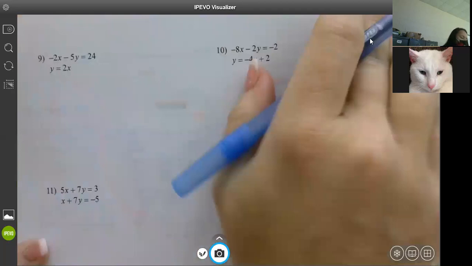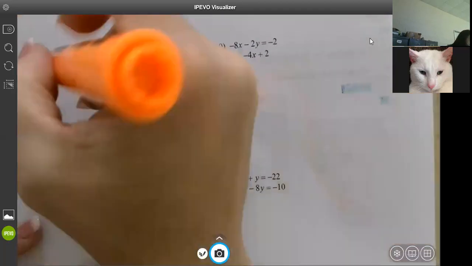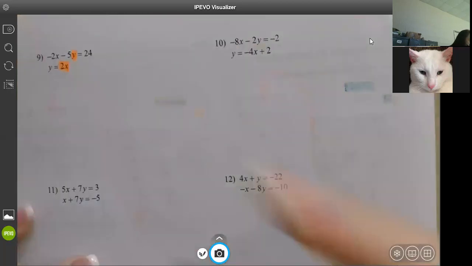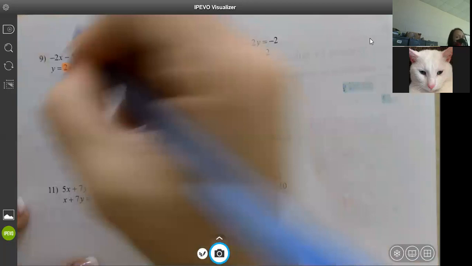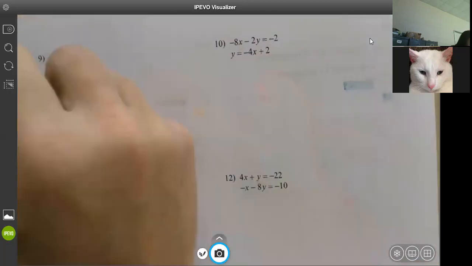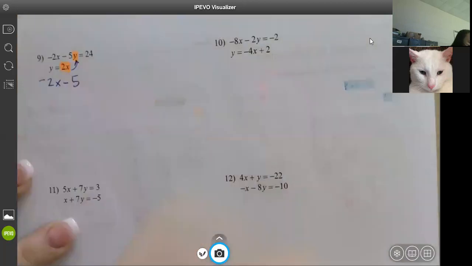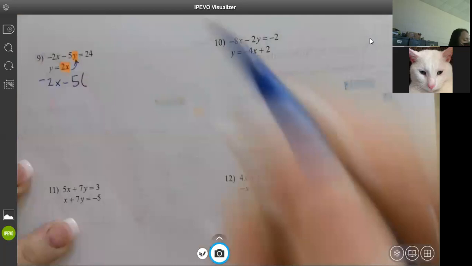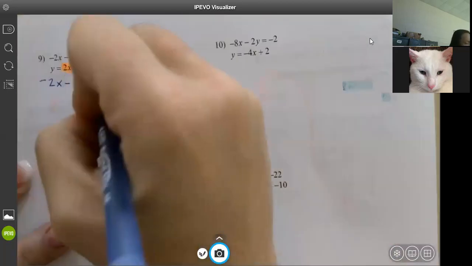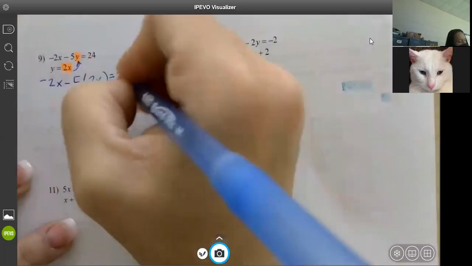It's the same thing. We have y equals right here and a y at the top. So we're going to just put that 2x right there. So start writing the top equation. Negative 2x minus 5. When you get to the orange, put a parenthesis. Replace it. This time we just have 2x. Close your parenthesis. Finish your equation equals 24.